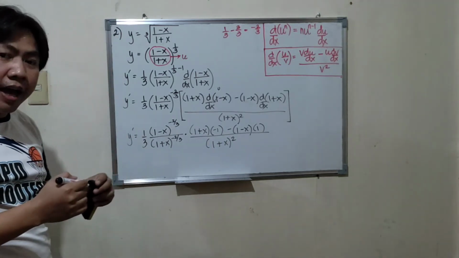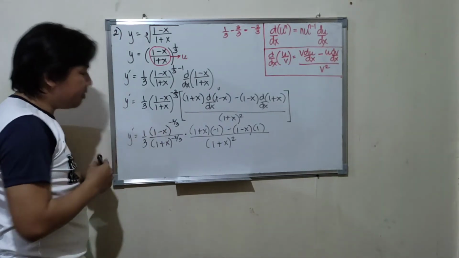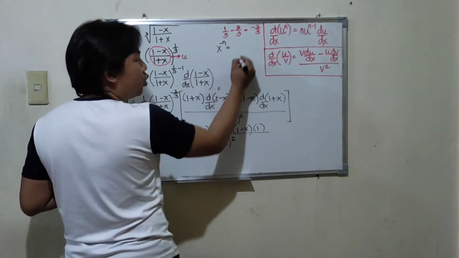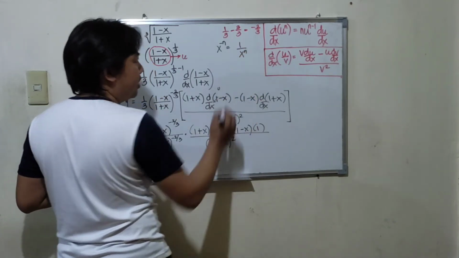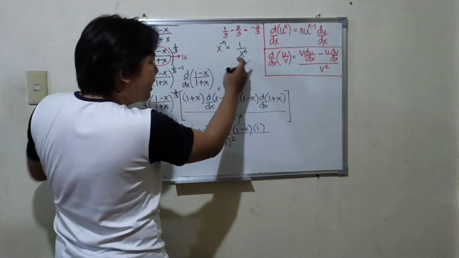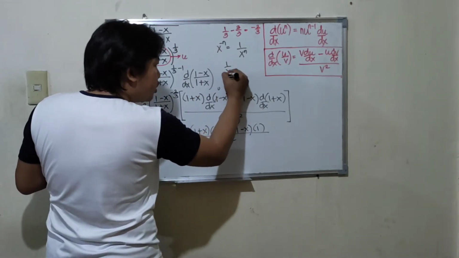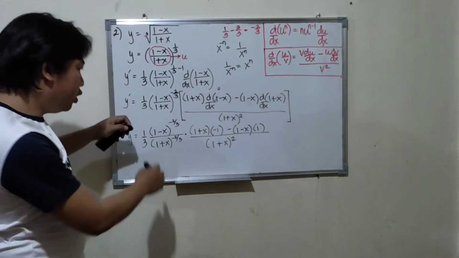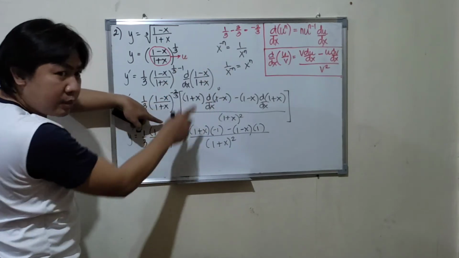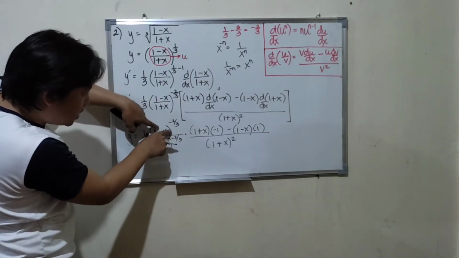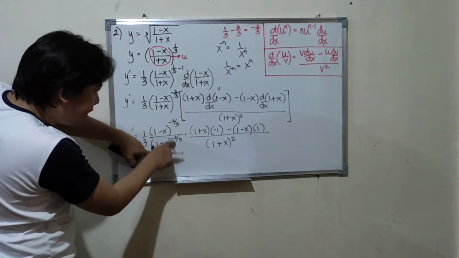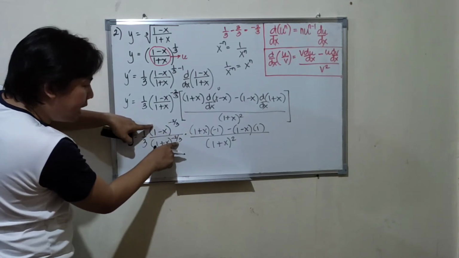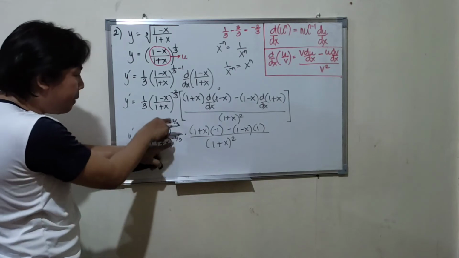Okay, so let us simplify. We have a negative exponent. If we have x raised to negative n, that is equivalent to 1 over x to the n. So from the numerator it goes to the denominator. And if we have 1 over x to the negative n, that is equivalent to x raised to positive n. So doing that negative exponent rule, 1 minus x will go to the denominator and the exponent will become positive 2/3, and 1 plus x will go to the numerator, and the exponent will become positive 2/3. So they just swapped places, then it became positive.